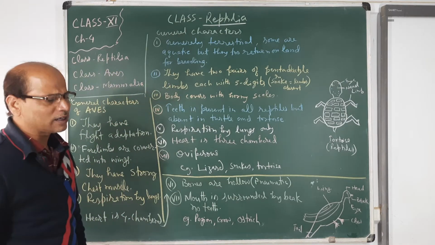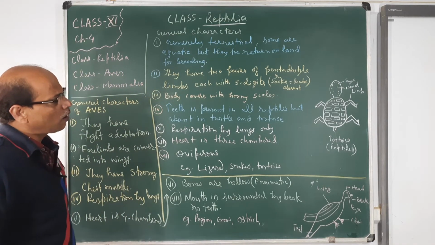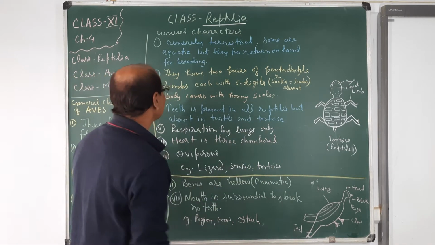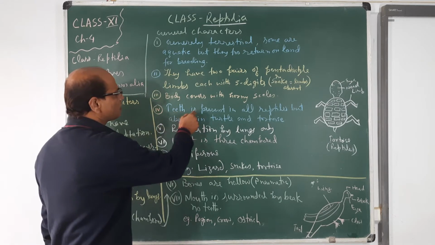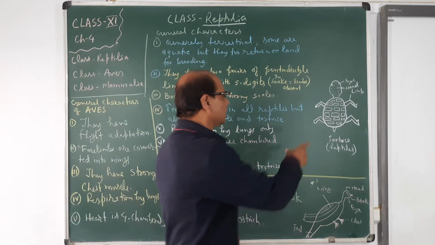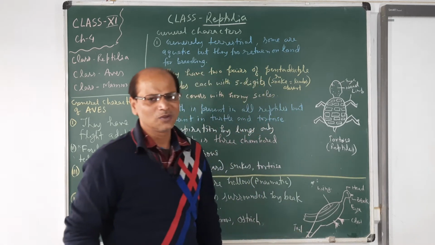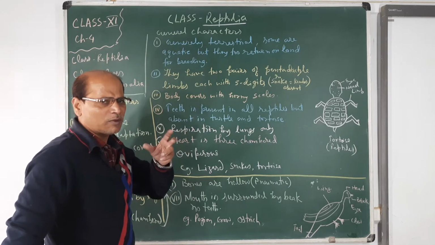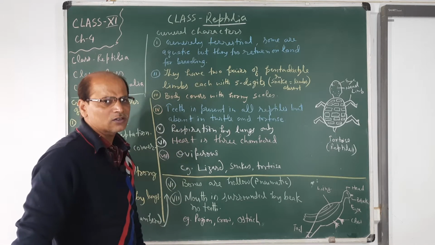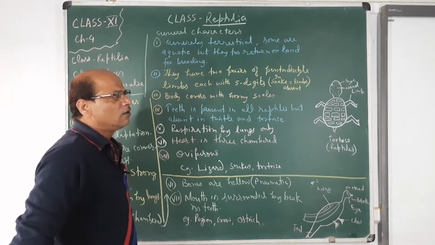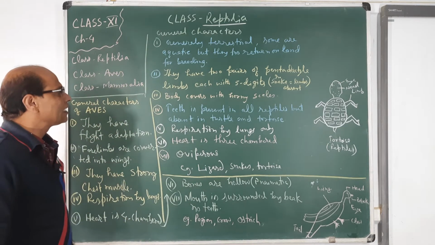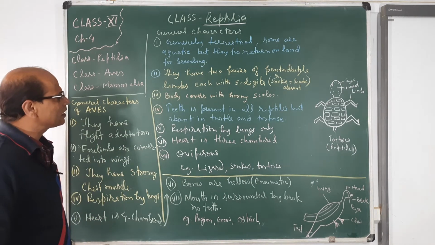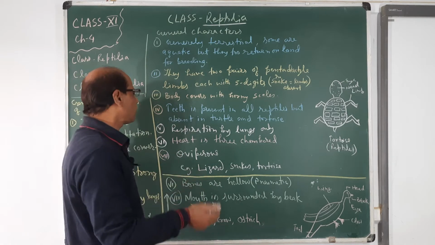Molting takes place sometimes in their body, and they remove the old skin and grow a new one. Teeth are present in all reptiles, but the tortoise and turtle have no teeth; they lack teeth. Teeth are the normal feature of reptiles because they engulf or eat food, and they are insectivorous or mainly carnivorous. So teeth are present in their body for chewing.